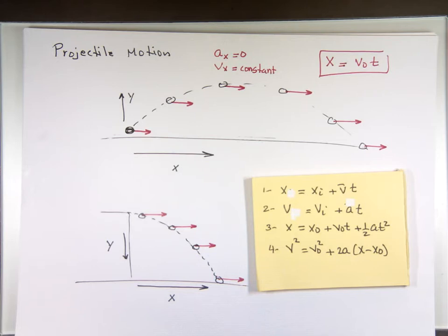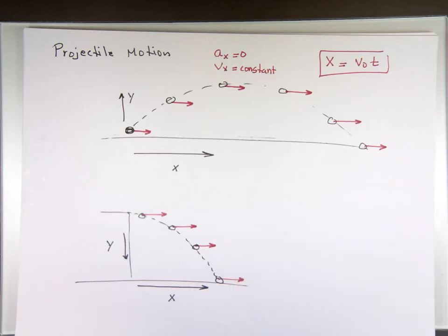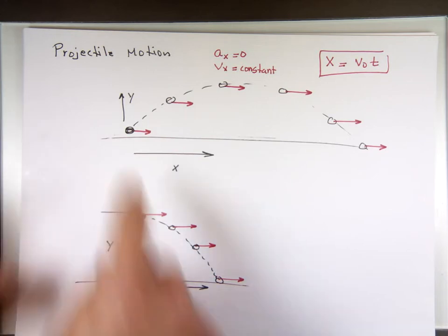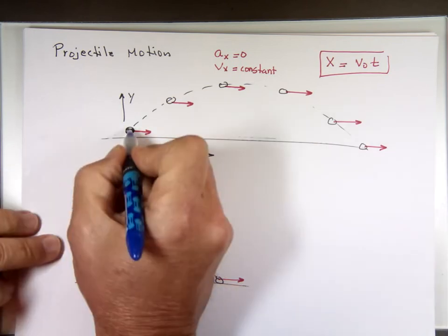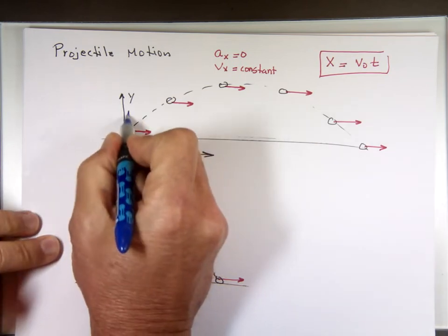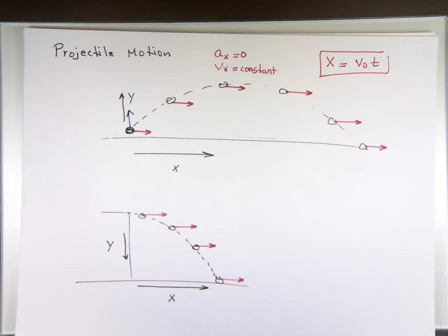Now what about the y direction? Let me see what we have in the y direction. I'll leave this picture, and I'll just use the blue for the y direction. In this case, if you watch the velocity in the y direction, initially it's going to be a large velocity. That's why the ball is rising. That's in the y direction.